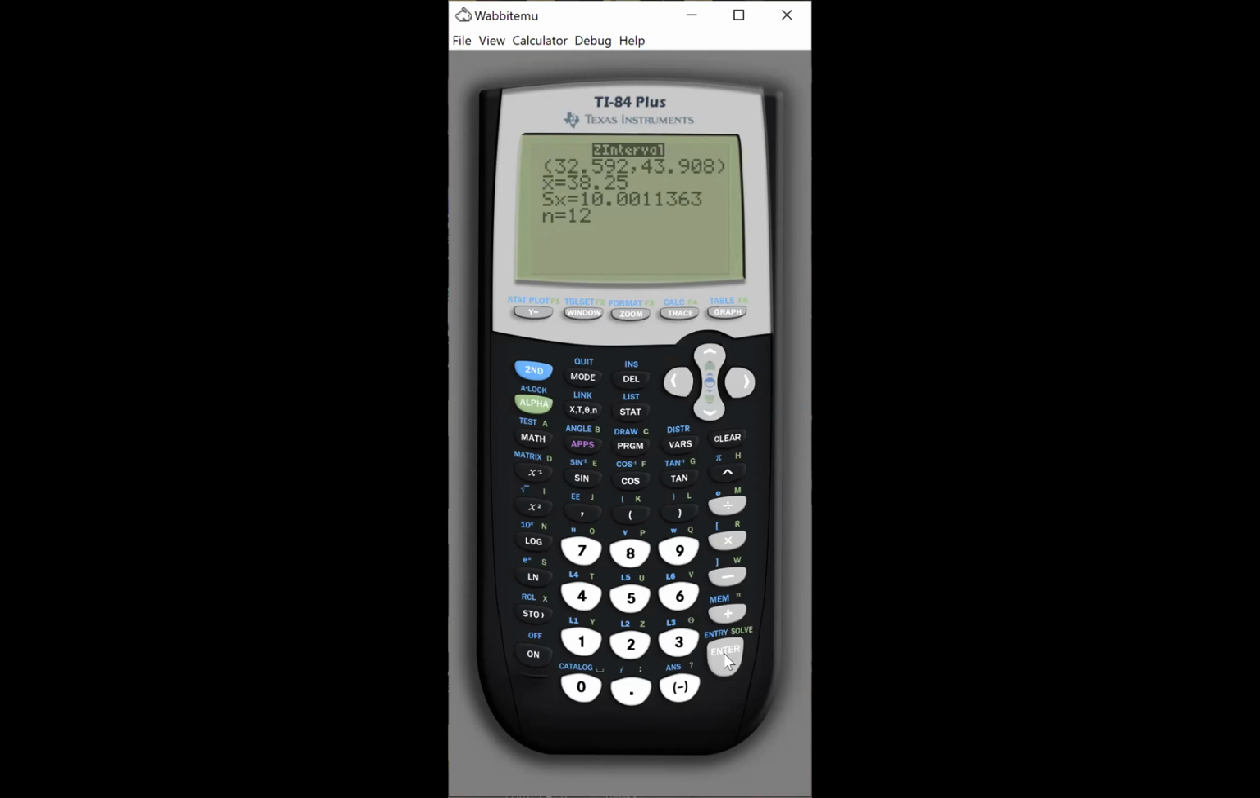So if you look at it, the answer that I get is 32.592, and I get 43.908. And that's how you do it with the TI-83 when you have data. Any question for the TI-83 or 84, sorry? Okay, so up next we're going to do this with ClassCalc.